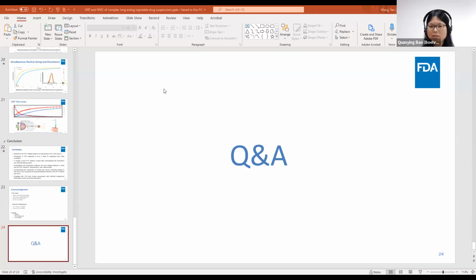Okay. So the next question is on the sensitivity part of discriminatory. How is sensitivity used to demonstrate the method being discriminatory?